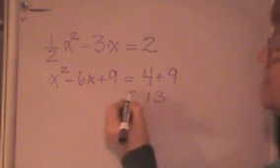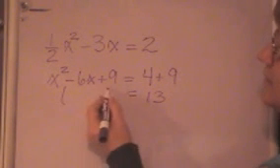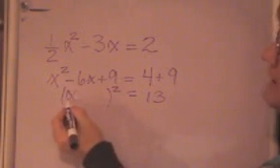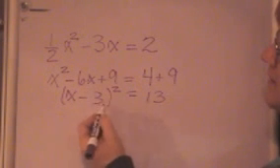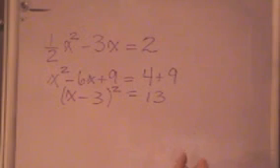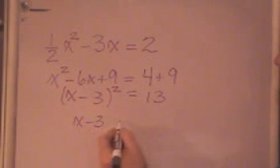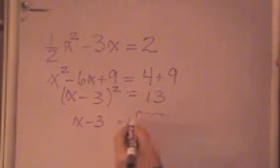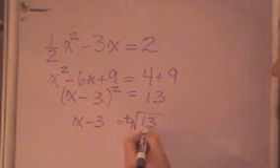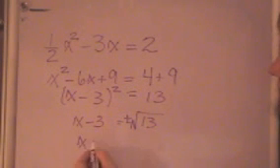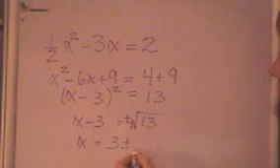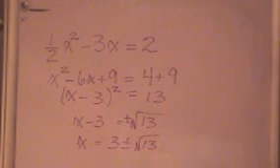So I get 13 over here, and this factors now, because that's the way we made it, is x minus 3 times x minus 3, or quantity x minus 3 squared. And so now I can take the square root of both sides. x minus 3 equals plus or minus the square root of 13. And add 3 to both sides. x is equal to 3 plus or minus the square root of 13.